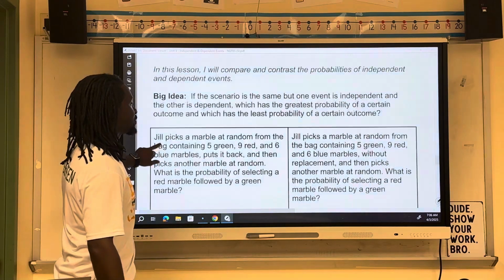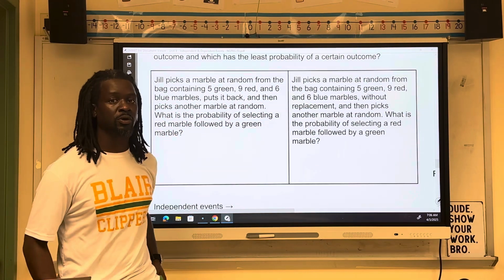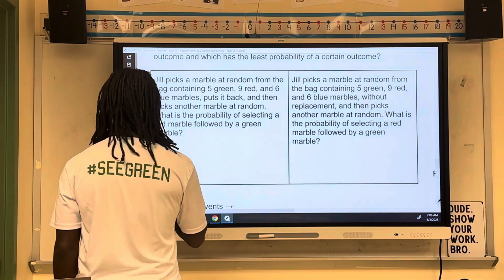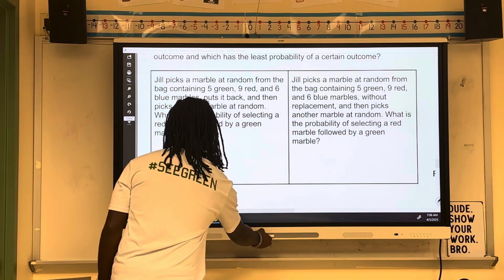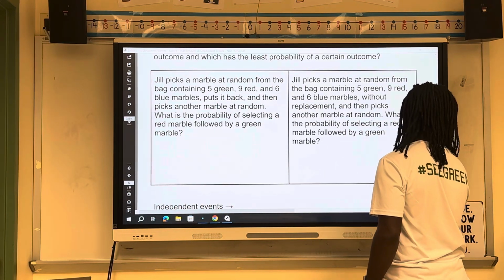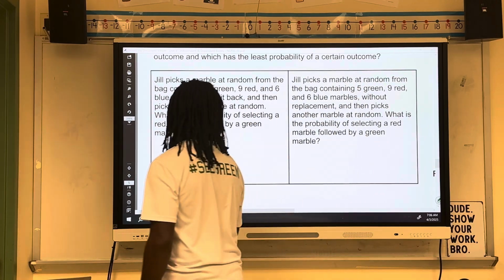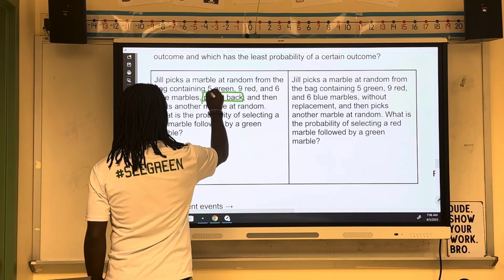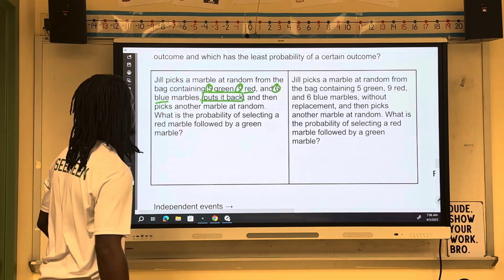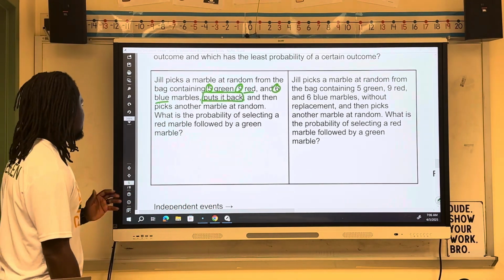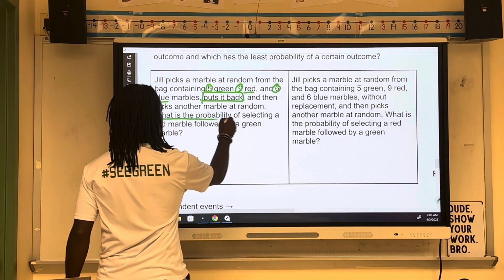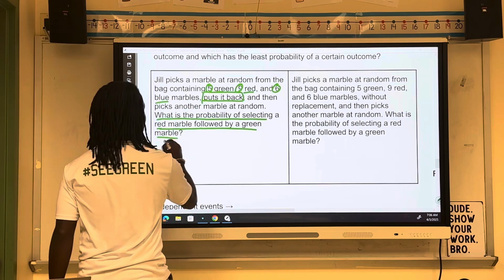We're going to start with the examples that we started with at the very beginning of this unit. We've got Jill. She has some marbles, and she's going to pick one at random. She has 5 green, 9 red, and 6 blue marbles. In this first scenario, she puts it back, and then she picks another marble. So that is our situation. What is the probability of selecting a red marble followed by a green marble?